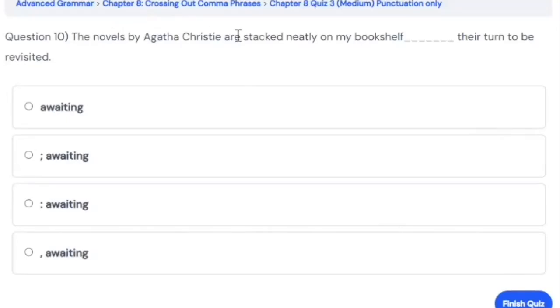The novels by Agatha Christie are stacked neatly on my bookshelf, awaiting their turn to be revisited. Okay, so finally this one is actually a bit different. All right.